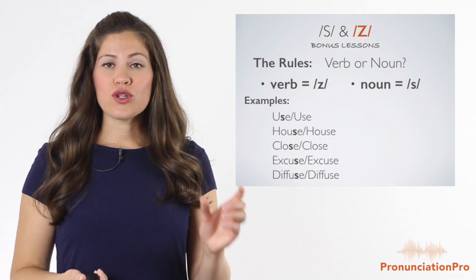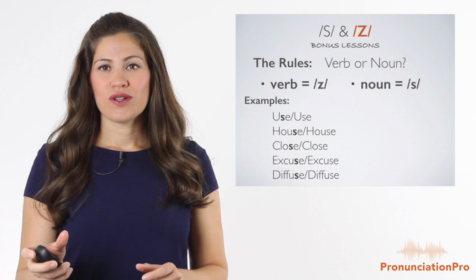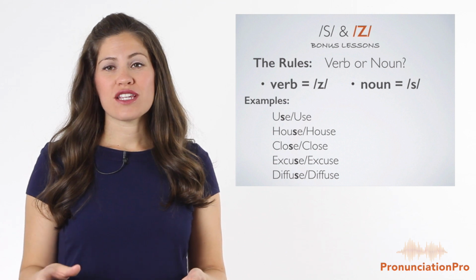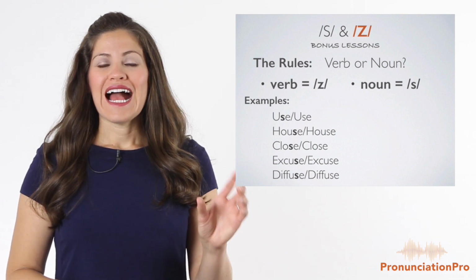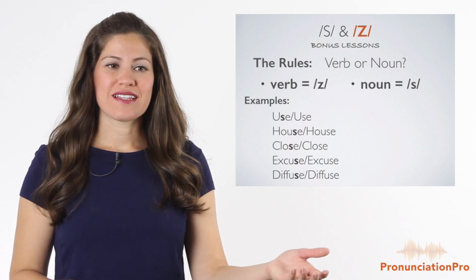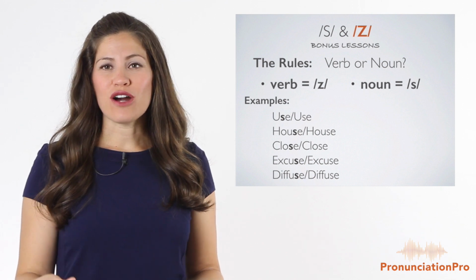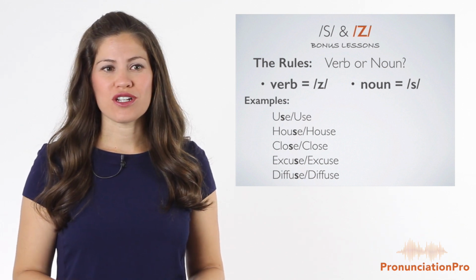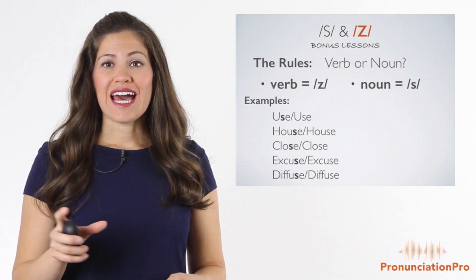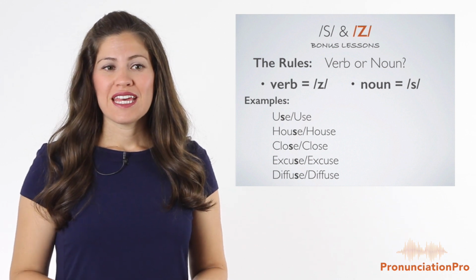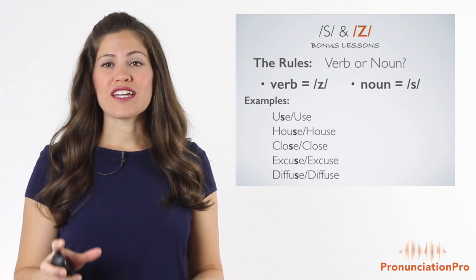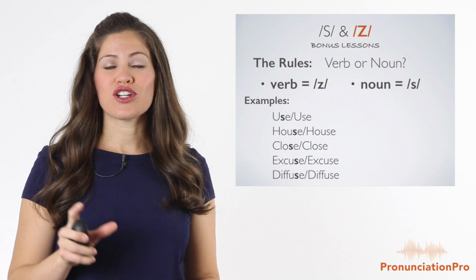Something like use and use. I'm going to use these scissors, and these scissors have no use. House and house. We will house the foreign exchange students, and this is my house, that noun form. Close, please close the door, and the game was very close. Excuse, please excuse me, and he gives a lot of excuses. Excuse. That's not a good excuse.